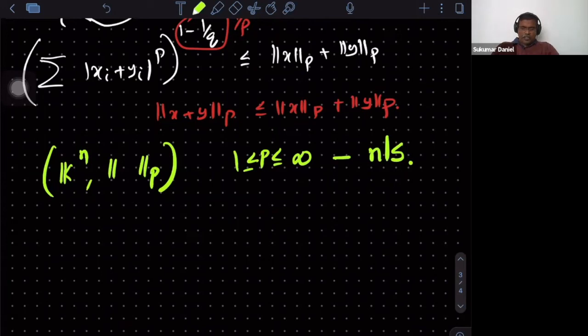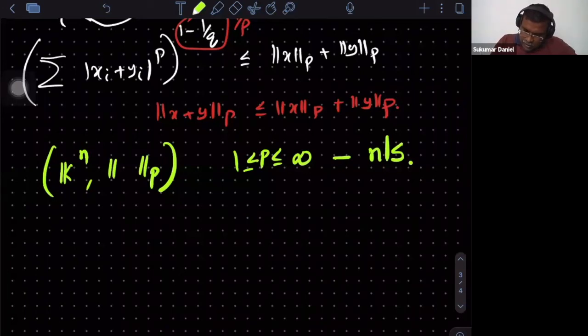And again, you can go back now and check: if I take the n equal to 1 case, what happens to all these p norms? They should coincide with your modulus, because we have already proved that in K there is only one norm, which is the modulus. So check that this is the only norm, excluding scalar multiplication. Okay. Now let's go ahead.